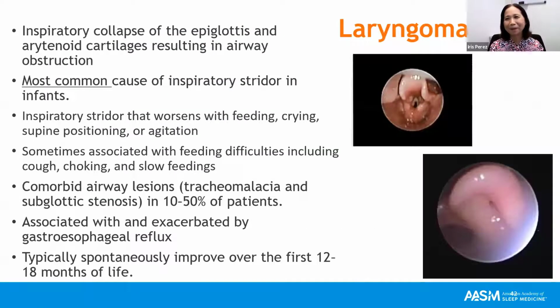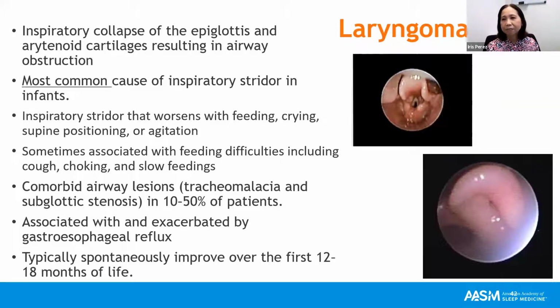So for the RSO review, what is laryngomalacia? Laryngomalacia refers to inspiratory collapse of the epiglottis, as seen here, and the arytenoid cartilages, resulting in airway obstruction. It is the most common cause of inspiratory stridor in infants, and this inspiratory stridor worsens usually with feeding, crying, supine positioning, or agitation. And they can be associated with feeding difficulties, including coughing, choking with feeds, and slow feeding.